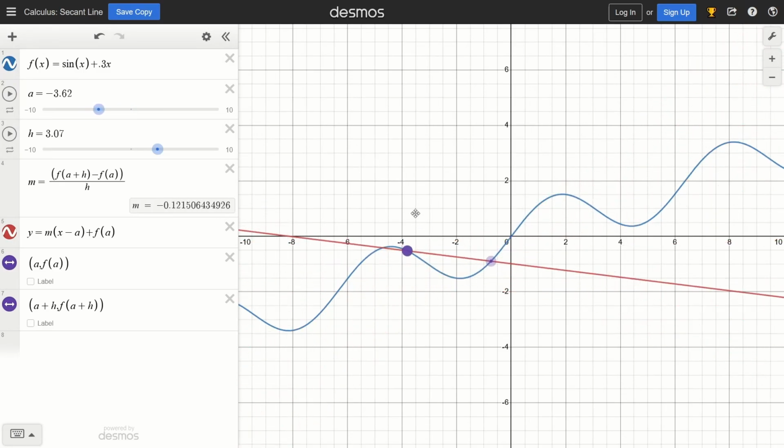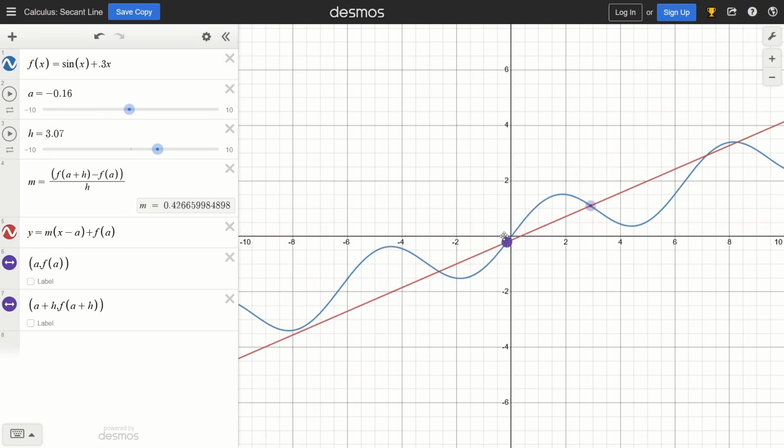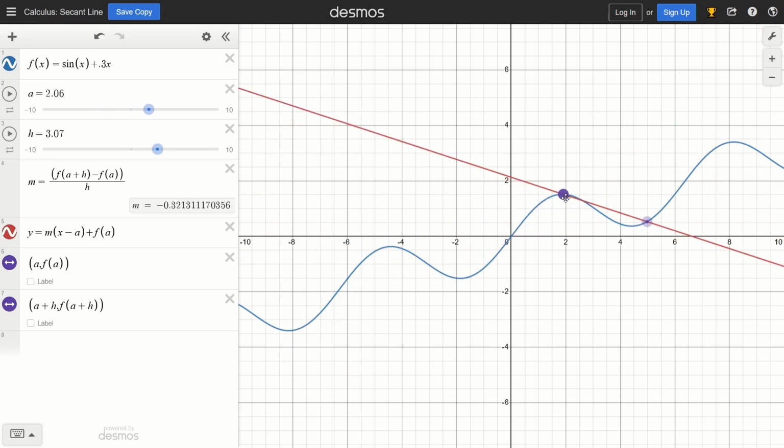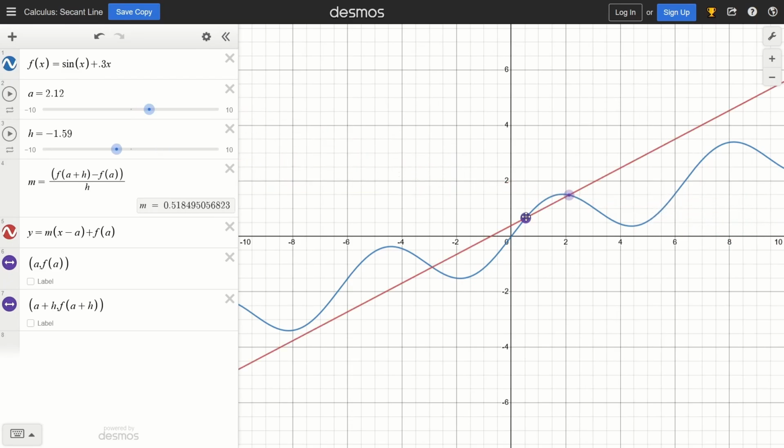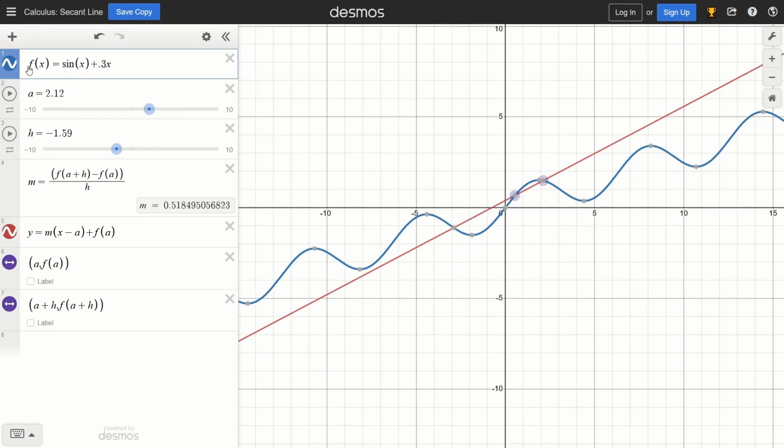Sometimes it's positive, sometimes it's negative, and sometimes it could be 0. So over here, this is sine x plus 0.3x. We have an up and down caused by the sine x part inside f of x.